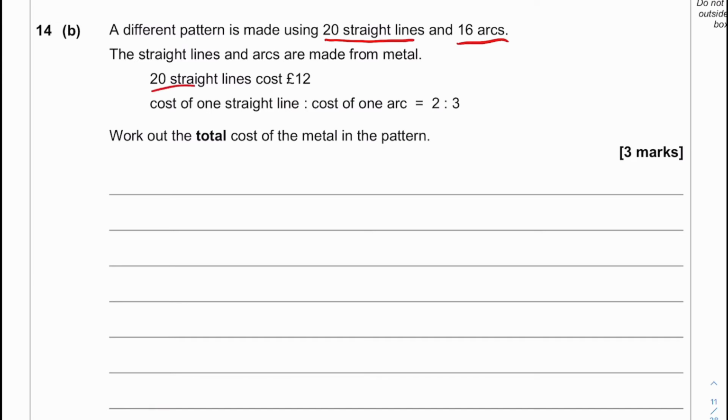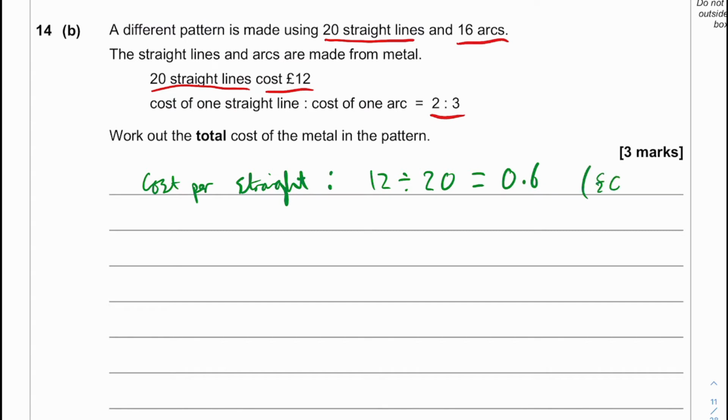Okay, 20 straight lines are costing £12 and the ratio is 2 to 3. So the first thing to do is work out the cost of one straight line. So to work out the cost per straight, this is equal to our £12 divided by the 20 straight lines we get for our £12, and this is equal to 0.6, so 60p.